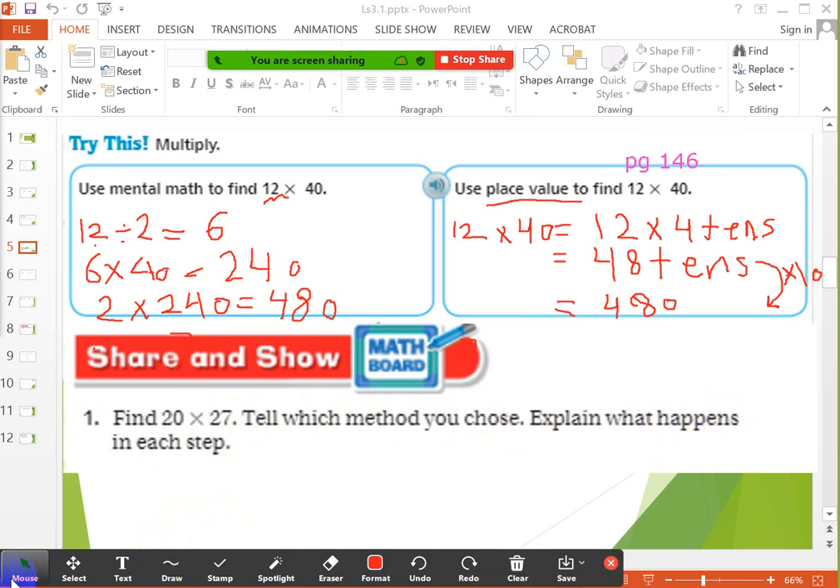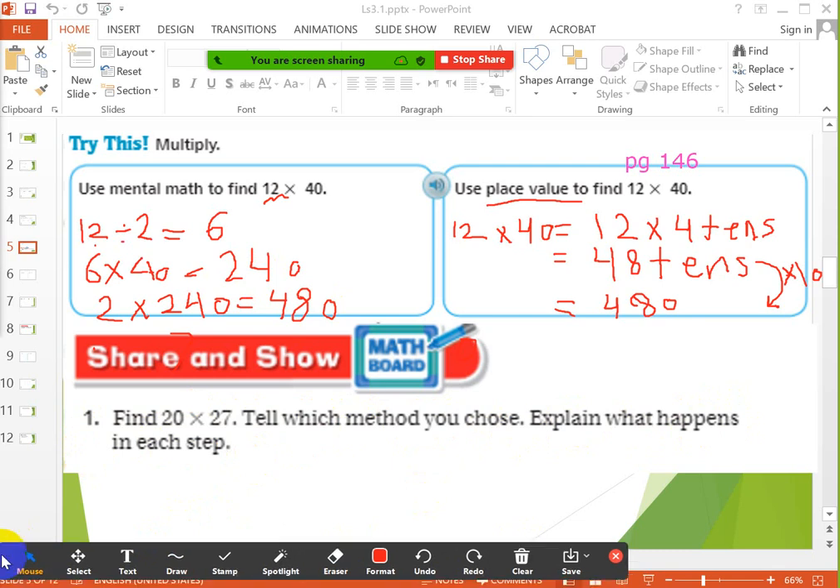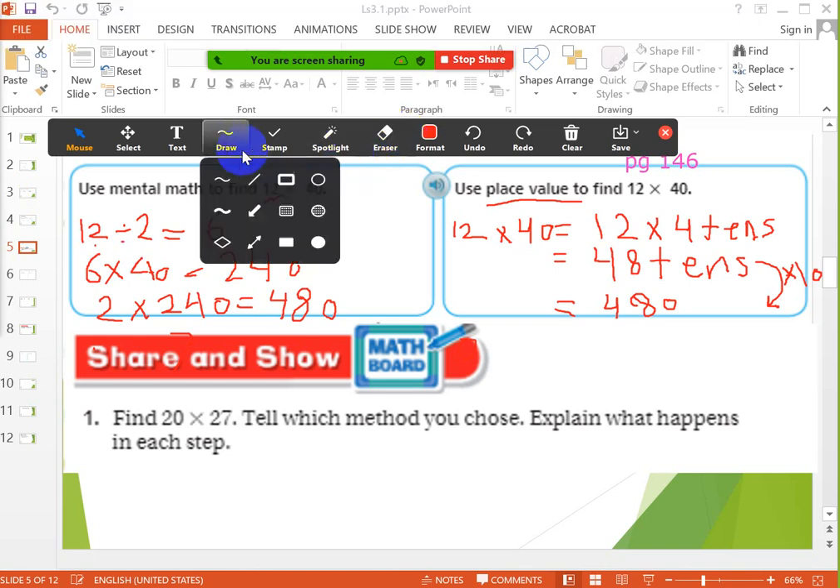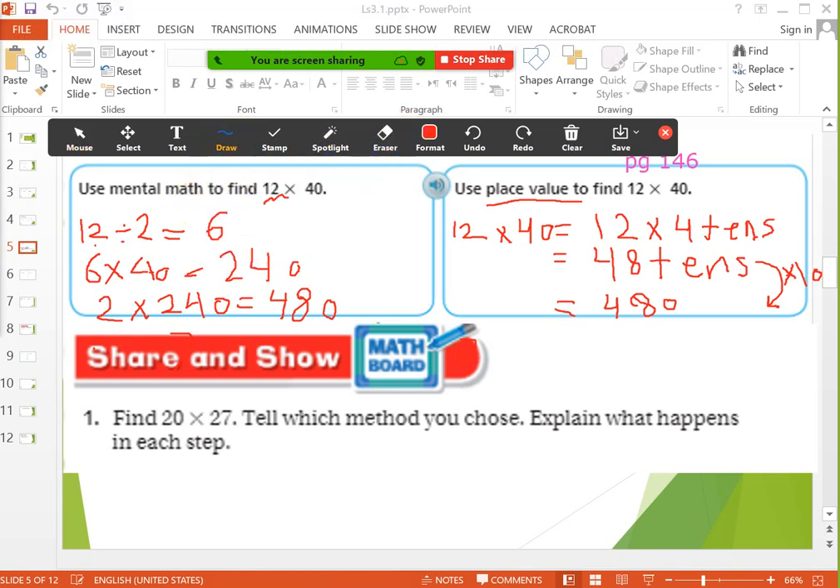So here I will choose a method. Which method do you prefer? Please, you can type on the chat which method you want to use: place value, or mental math, or you want to use number line, or you want to use the associative property. Which method do you prefer? You can tell me on the chat. I prefer here to use the place value. I prefer this. You can do mental math then. You can find the answer by using number line, Lana.